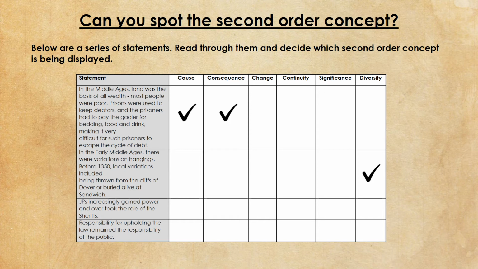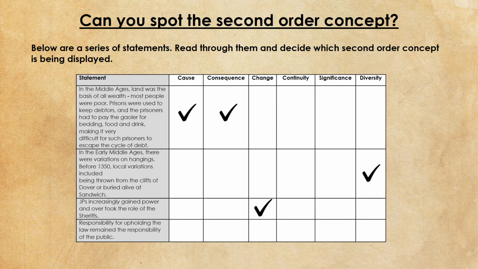Third one, JPs increasingly gained power and overtook the role of sheriffs. Well, this is an example of change. In the end of the Middle Ages period and going into the early modern period, we know justices of the peace become increasingly powerful compared to the previous time period where sheriffs had more power in their local areas. Therefore, this is an example of how things in law enforcement change at the end of the Middle Ages and going into the early modern period.